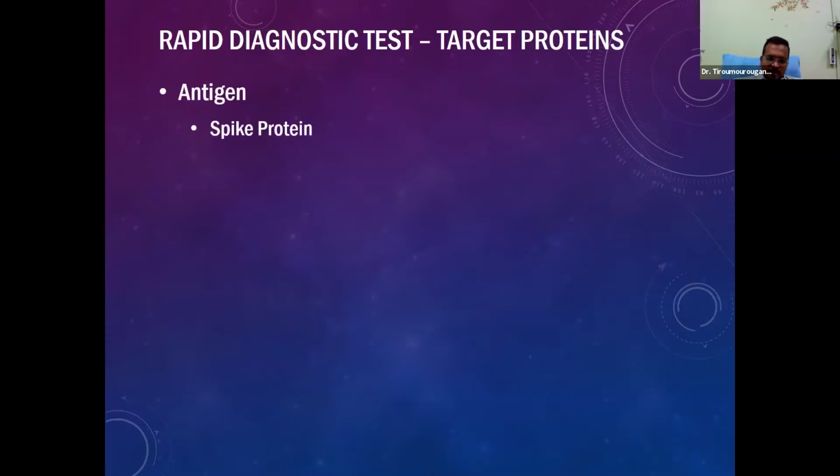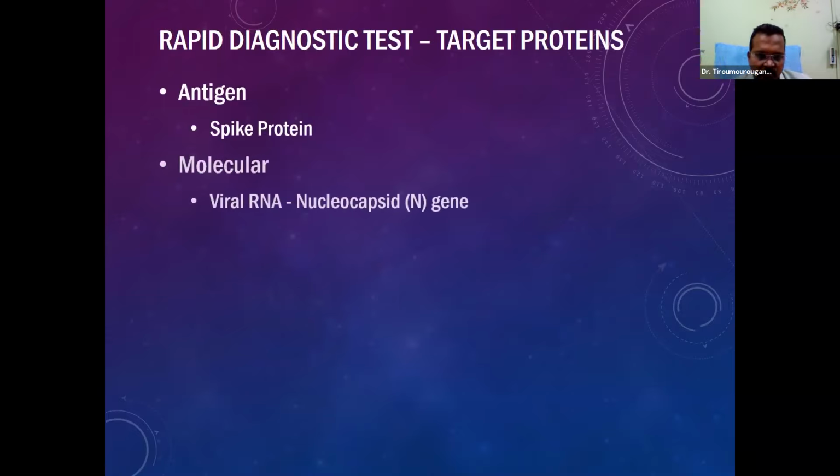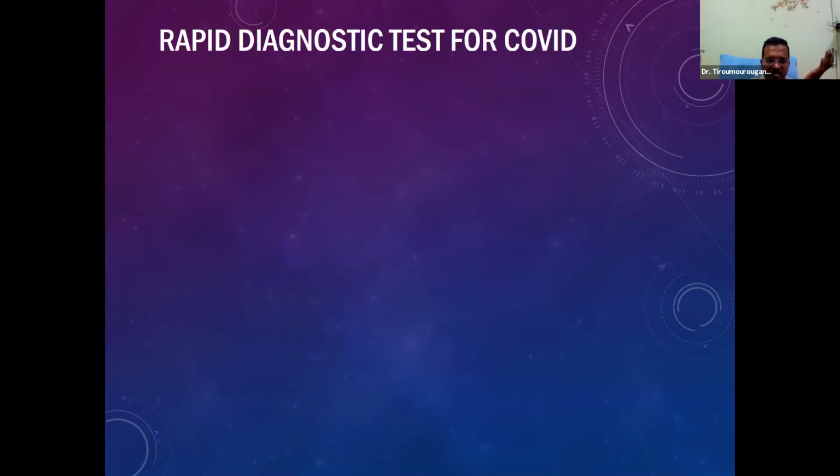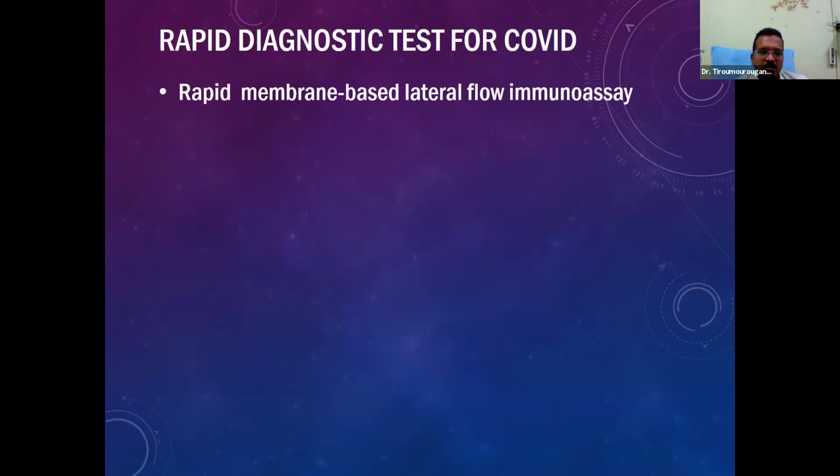Should we look for an antigen, and the antigen which we look for with an RDT is the spike protein, or should we look for a molecular test, which is the viral RNA? So viral RNA obviously does not come under a rapid diagnostic because we need sophisticated instruments.